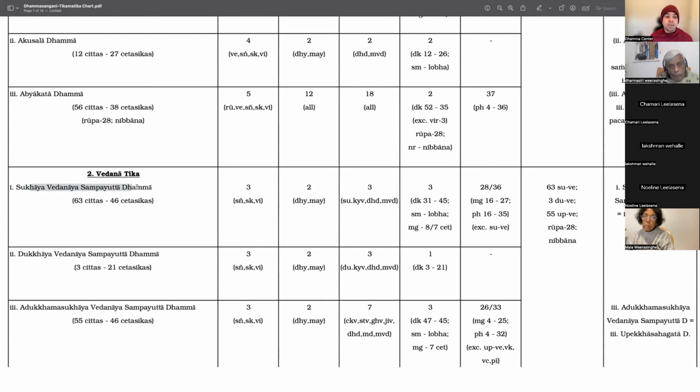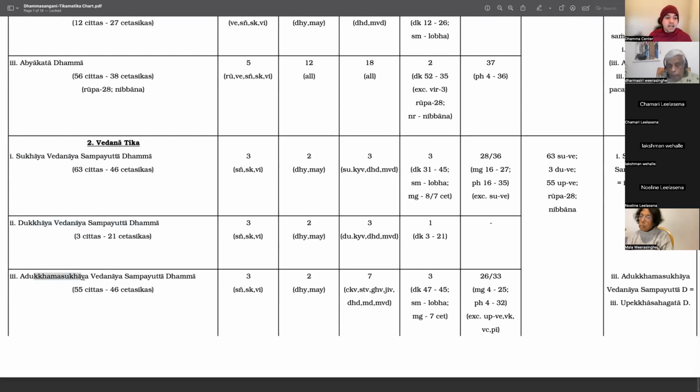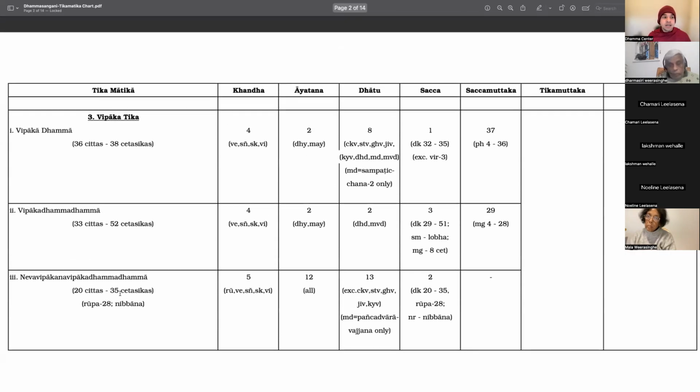What are the Dhammas associated with Sukha Vedana? What are the Dhammas associated with Dukkha Vedana? You can look into that. In doing so, what you will polish up is the Chitta Chetasika Sampayoga Sangraha. Is that clear, everyone? Adukkama Sukhaya Vedanaya Sampayutta Dhamma: what are the Dhammas associated with neither Sukha nor Dukkha? Now here in the Tikamatika, I'll just show you this.